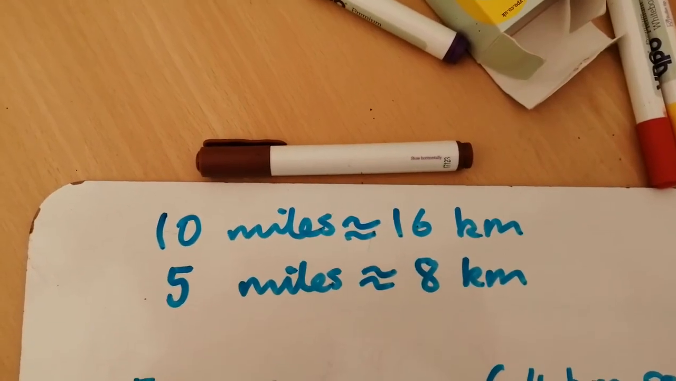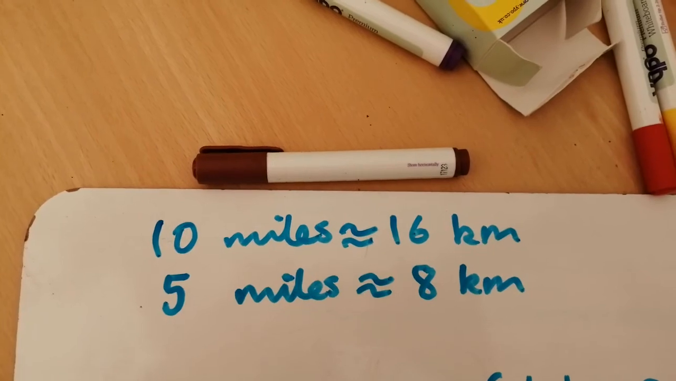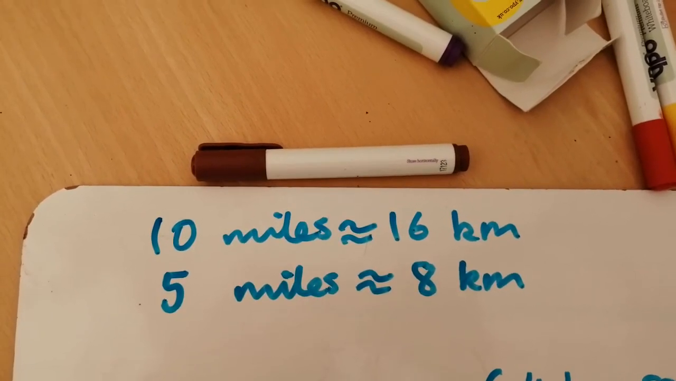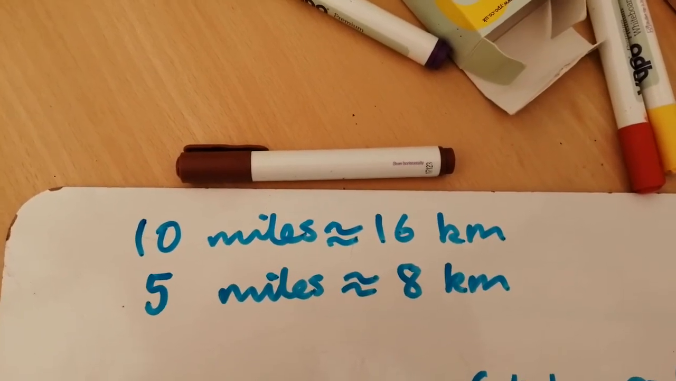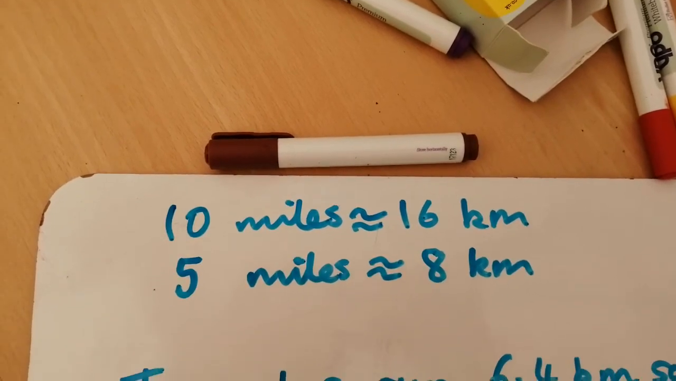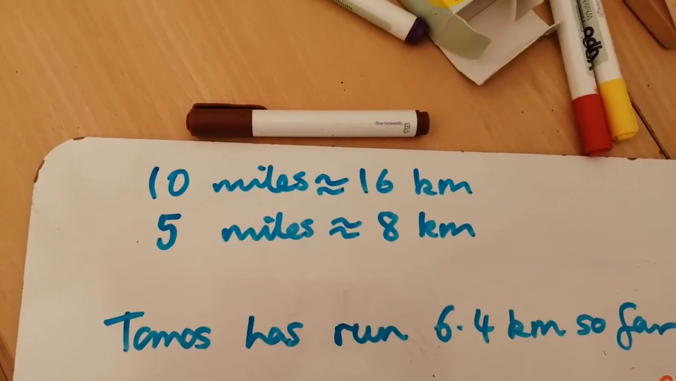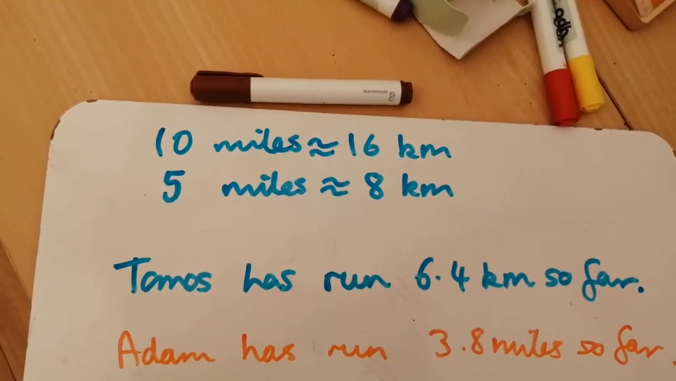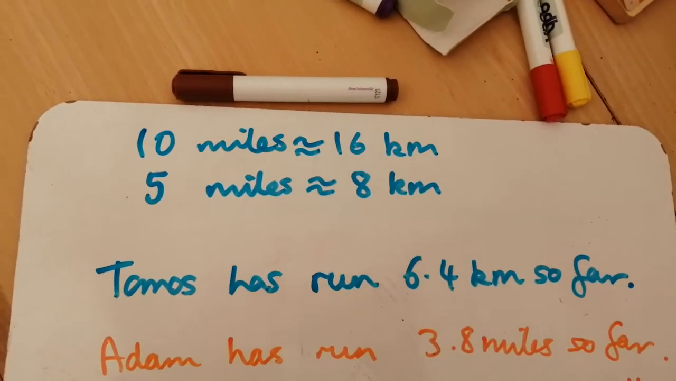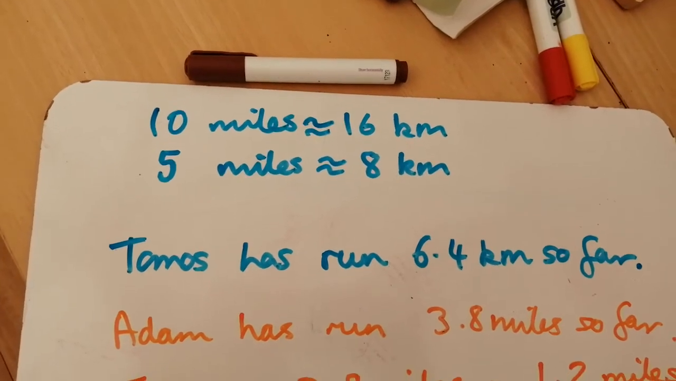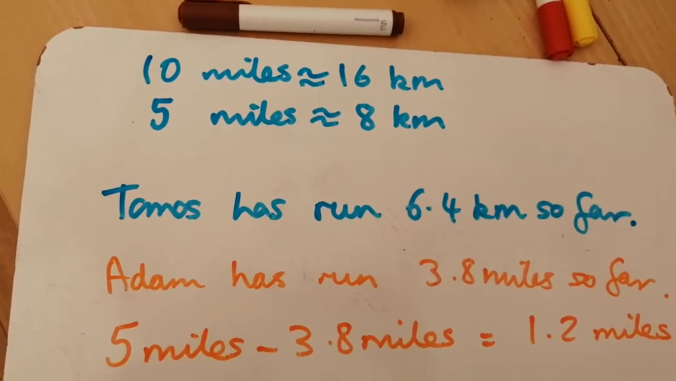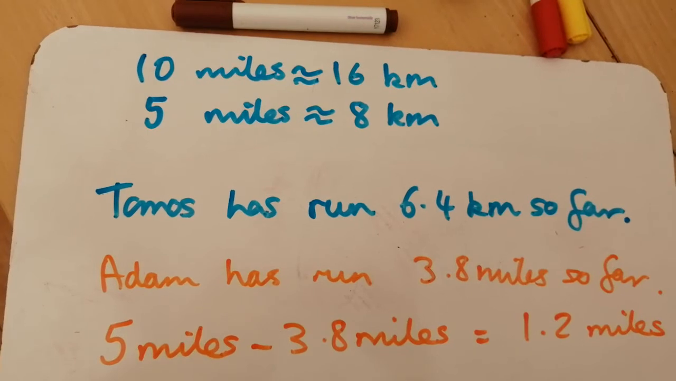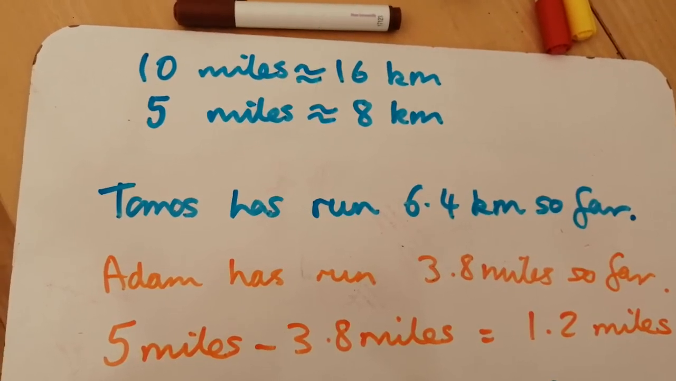So, using what we know, that 10 miles is approximately 16 kilometres, and this is a 5-mile race, that's going to be approximately 8 kilometres. Thomas has run 6.4 kilometres so far, and Adam has run 3.8 miles. I'm going to work on Adam's first because that's already in miles, and we know it's a 5-mile race. 5 miles minus 3.8 miles means he's got 1.2 miles left to go.